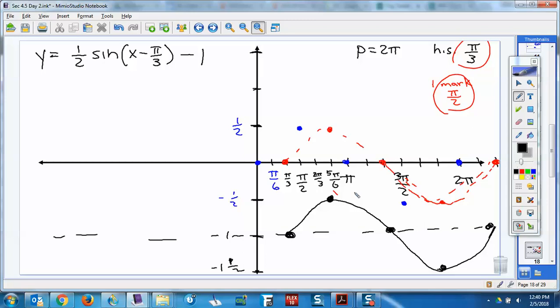And once I knew I had to get those, then I looked at my shift, and that was pi thirds. I said, okay, they don't match up. So I'm going to need to get a common denominator of 6. That's what I want my marks to be. And since I knew I wanted to go out to 2 pi, and I was going by 6, that's 12 pi 6. So that's what told me I need 12 marks. Each one was pi 6.